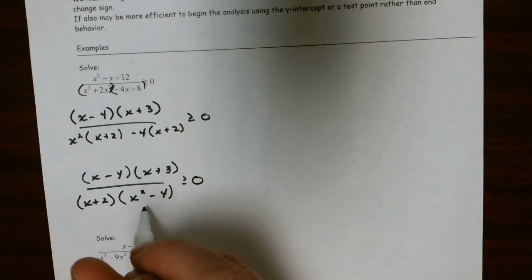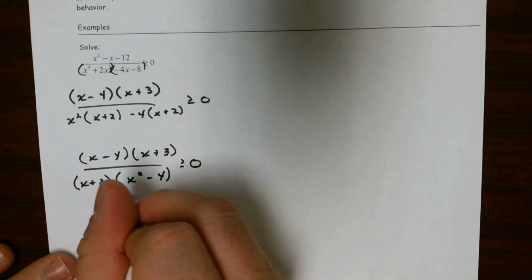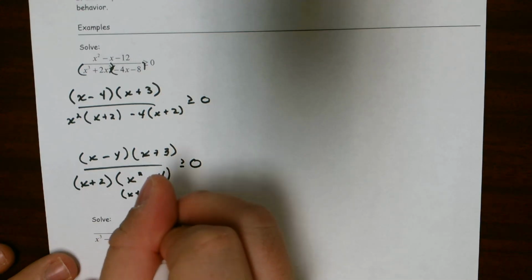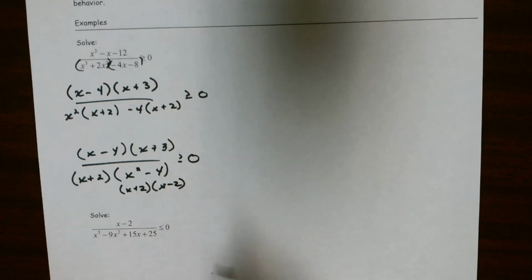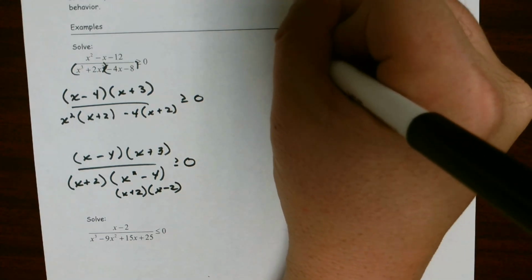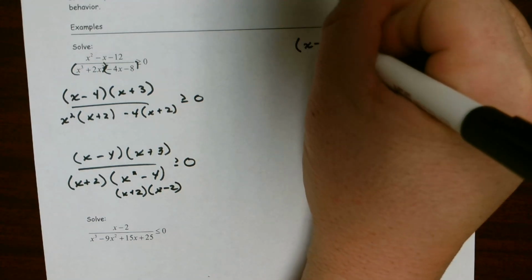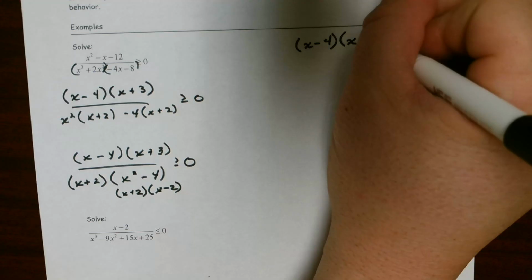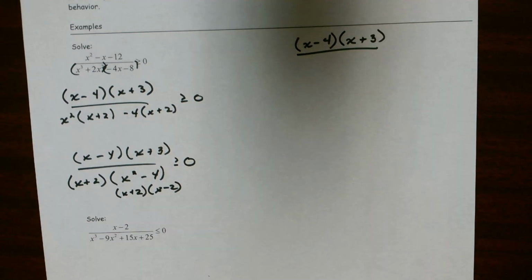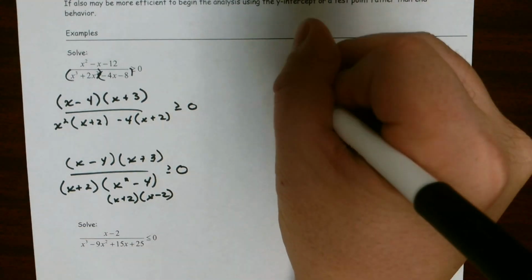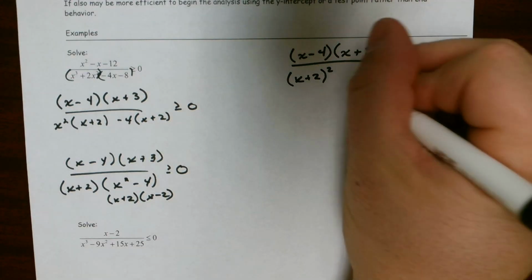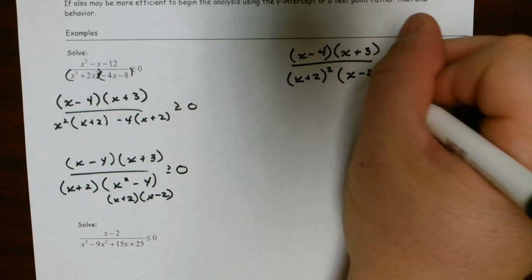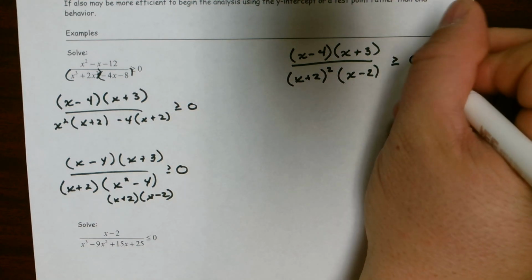Awesome. Now we do know that this x squared minus 4 factors into x plus 2, x minus 2. Difference of squares always factors into binomial conjugates. So I'm going to simplify the bottom just a little bit more. The top is going to stay the same. And the bottom is going to become the quantity x plus 2 squared times x minus 2. We want to know where is that greater than or equal to 0.